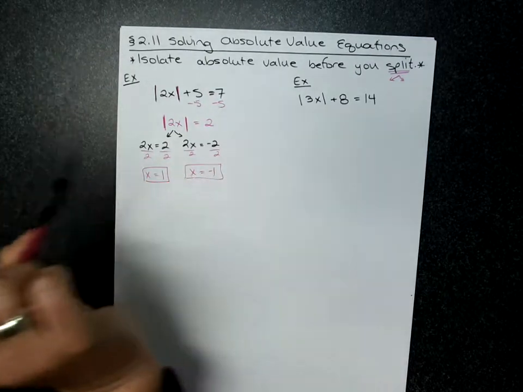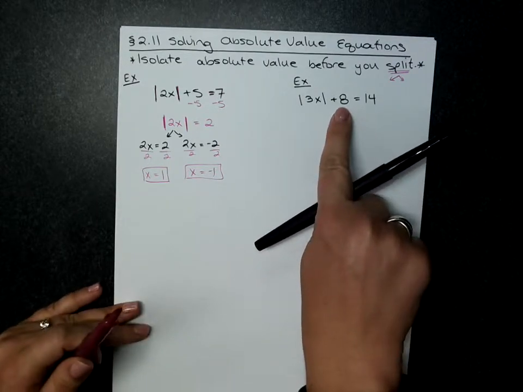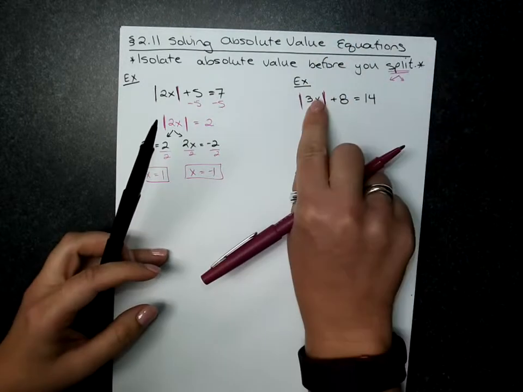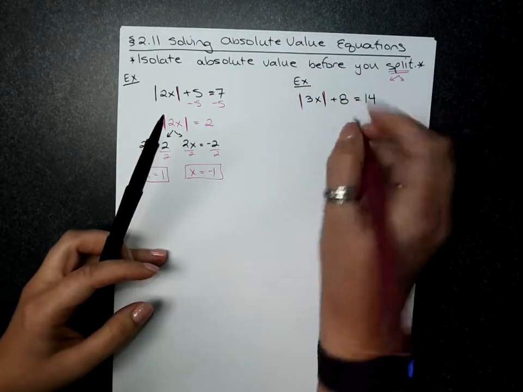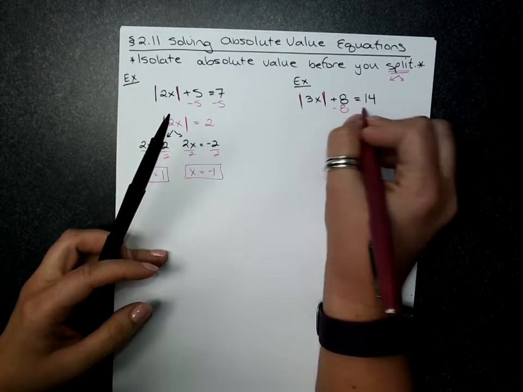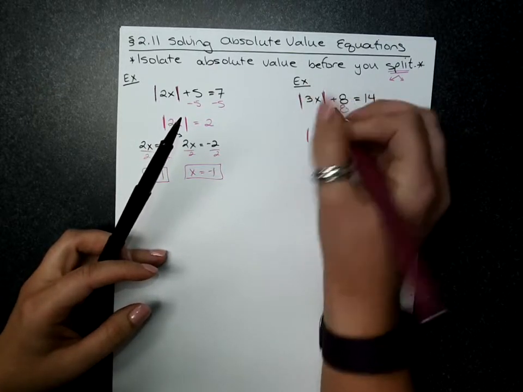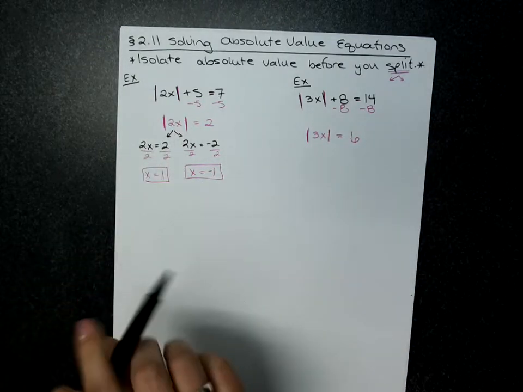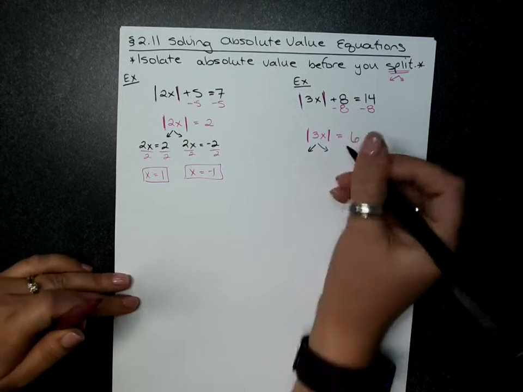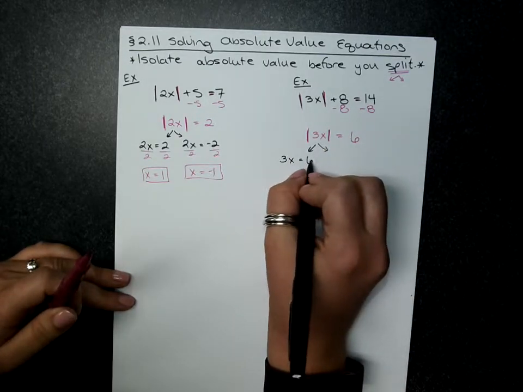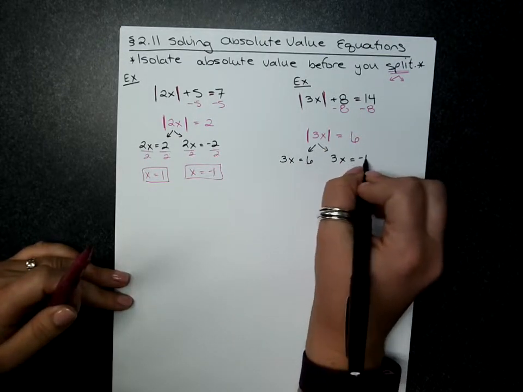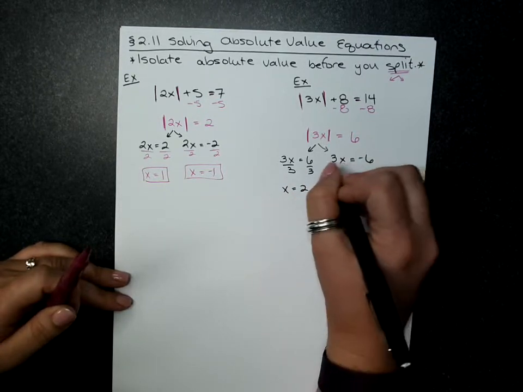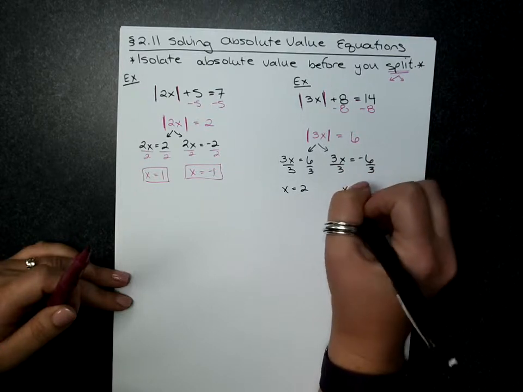But I just wanted to show you what to do when you've got another number kind of outside the absolute value bar. So here's your absolute value part. This 8 is on the outside. So we're going to move that 8 by subtracting it and end up with the absolute value of 3x equals 6. And then we will split. 3x equals 6 or 3x equals negative 6. So you'll get your two answers from there.